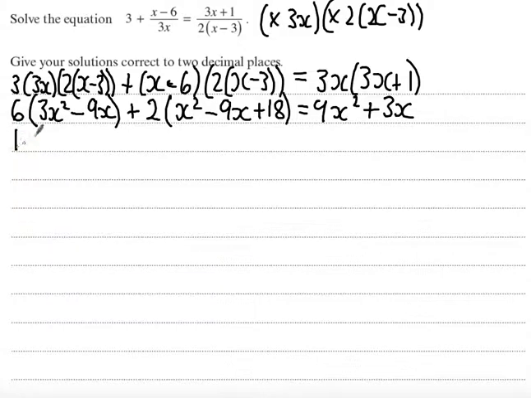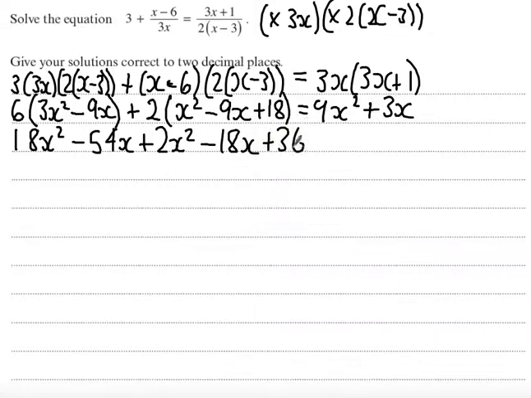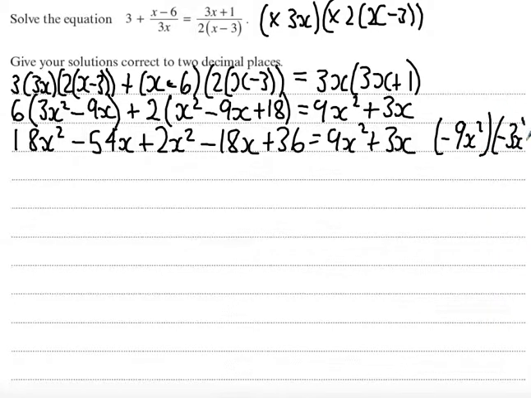Let's expand this again. So I'll get 18x squared minus 54x plus 2x squared minus 18x plus 36. So it's just expanding each of those brackets by multiplying by the coefficient, equal to 9x squared plus 3x. I'm going to tidy this up. I'm going to take 9x squared across to both sides, and I'm going to subtract the 3x from both sides.